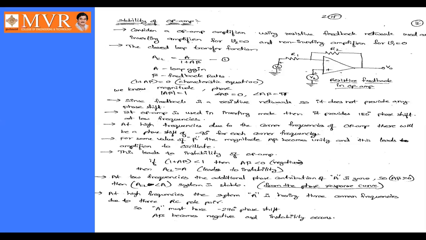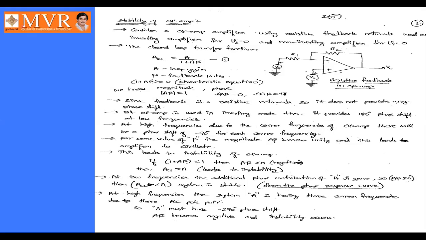So how can this instability be eliminated? Now we are going to see how to overcome this instability. This instability can be overcome by observing the response of this operational amplifier.